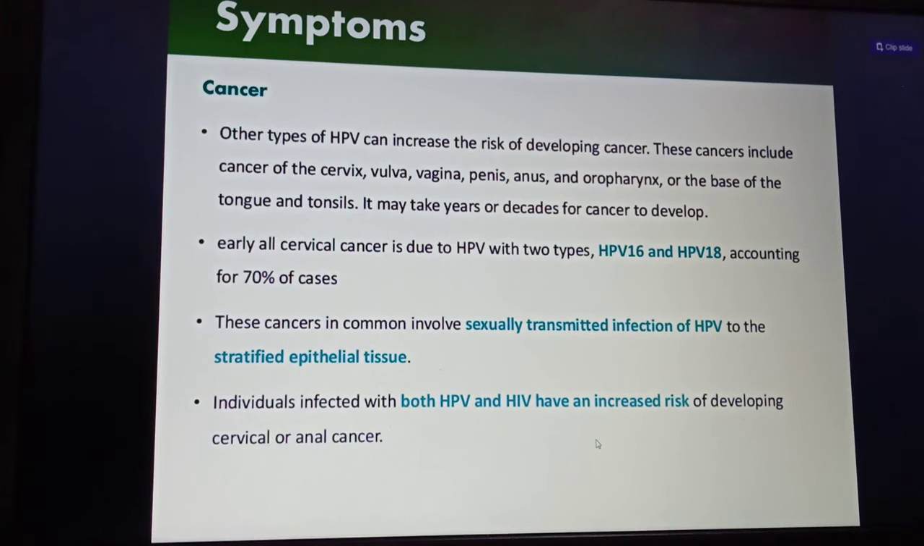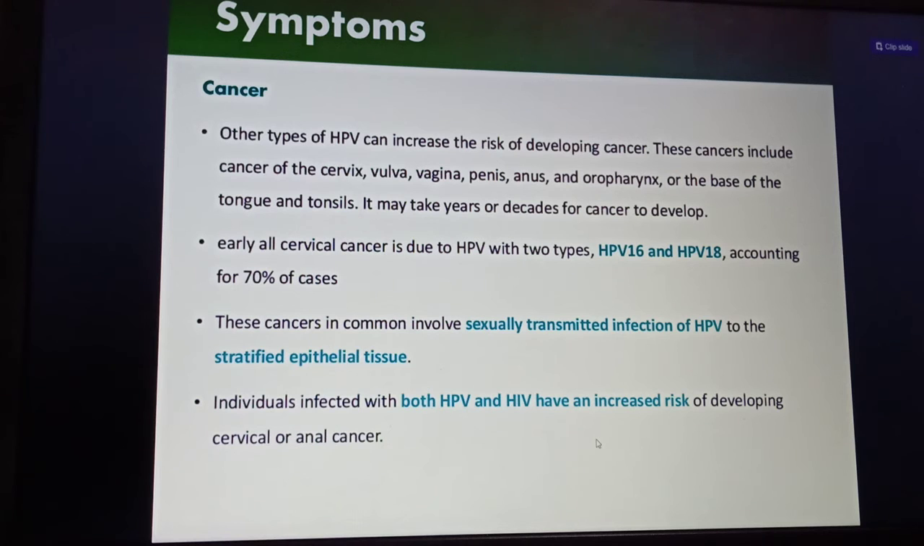Where is the cancer going to be situated? It occurs in the cervix, vulva, vagina, penis, oropharynx, larynx, tonsils and tongue. In these areas, cancer occurs due to the human papillomavirus. Mostly this cancer is associated with sexually transmitted infection, where the infection affects the stratified epithelial tissue. The epithelial tissue types were already discussed by ma'am, and it is in the stratified epithelial tissue that the cancer arises.